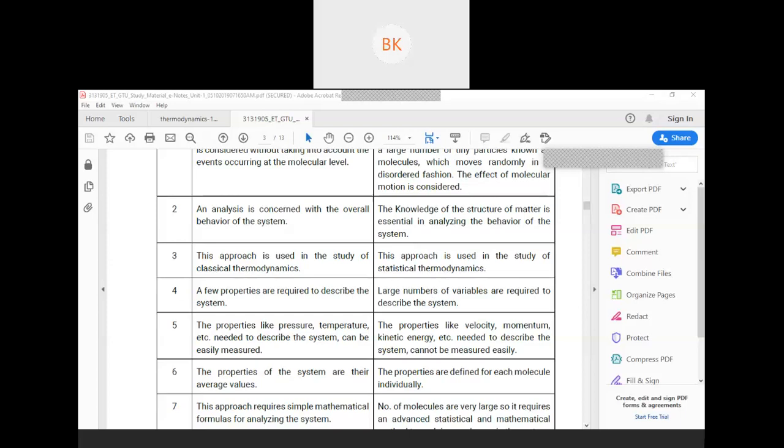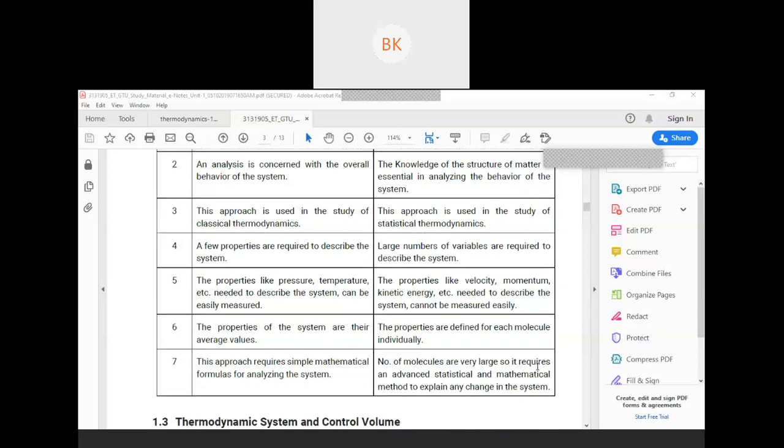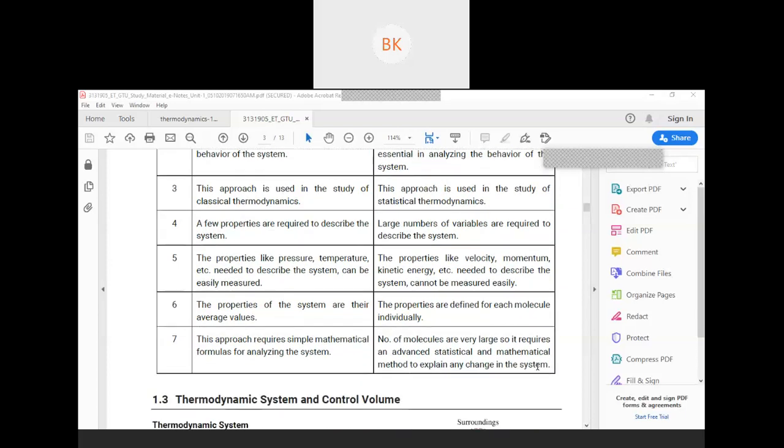Obviously whatever the values we are getting, whatever the analysis we are getting, those are nothing but the average values and not the exact values, whereas whatever the values or properties which are defined in the microscopic, those are related to each molecule individually, so that will be more accurate values over there. Okay, and this approach requires a simple mathematical formula for analyzing the system.